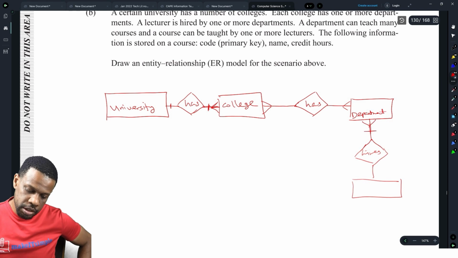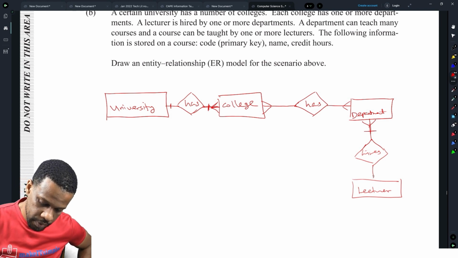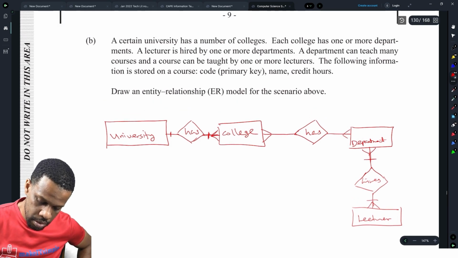A department could teach many courses, and a course could be taught by one or more lecturers. A department could teach many courses. So department teaches many courses.